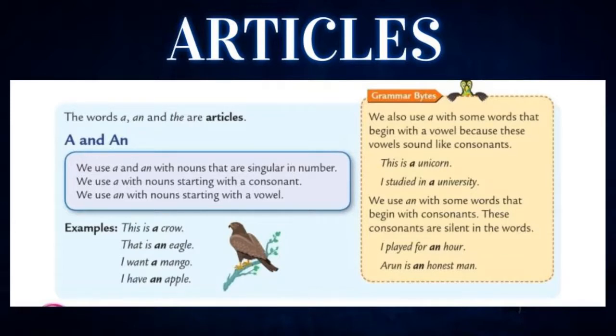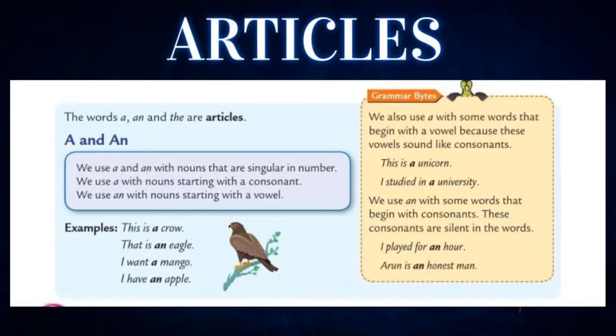And we should use an with some words that begin with a consonant. Some words start with a consonant, but the letter is silent. So that's why we should use an. Look here, I played for an hour. Arun is an honest man. It means the letter H is silent. We should use the article an.